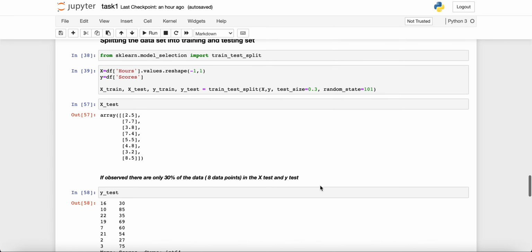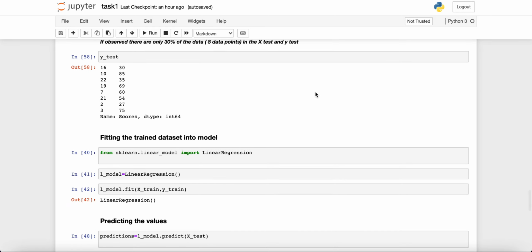Now here I used values.reshape(-1, 1), because the instance of the linear regression model takes a 2D array for x and a 1D array for y. As we have a single feature for x, we need to reshape it to (-1, 1) in order to make it a 2D array. Now if you see the number of points in x test, there are 8 points, that is 30% of the data, because I mentioned test size as 0.3, that is 30%. Same with y also.